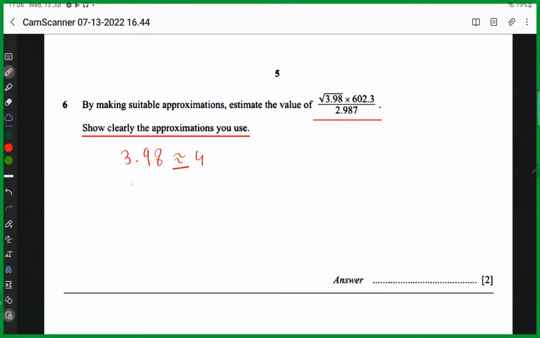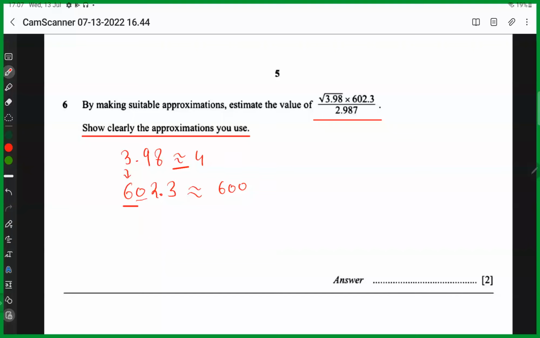Then the next number is 602.3. I need to round it off to one significant figure, which means I need to look at the second digit, right? The second digit is 0. This is less than 5. So this can be written as 600 directly, okay?